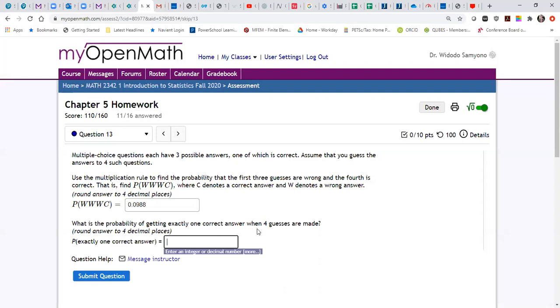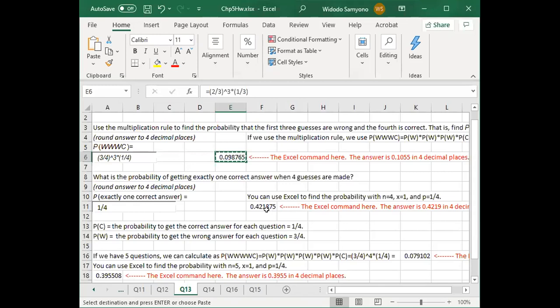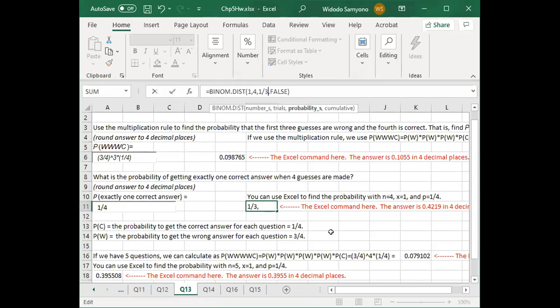exactly 1 correct answer with 4 cases. So this one you need to use a binomial distribution. So in Excel you can do it like this. Okay. So for your problem, remember the probability is 1/3, right? Because you have, I mean, you have 3 possible answers, and you have 4 questions. So you're looking for exactly 1 question right.